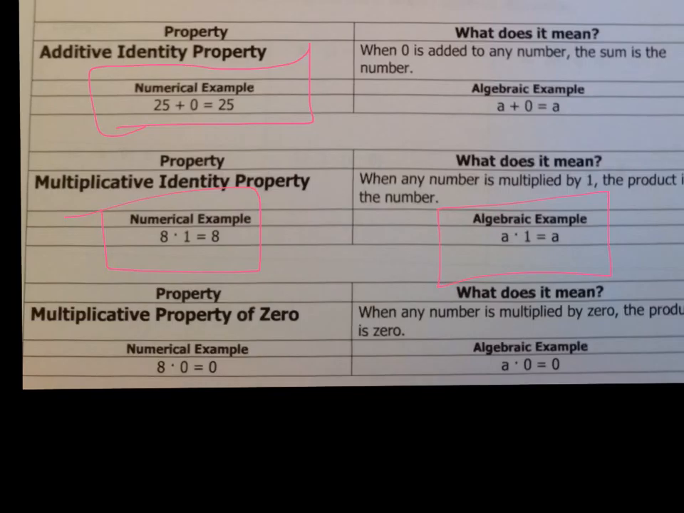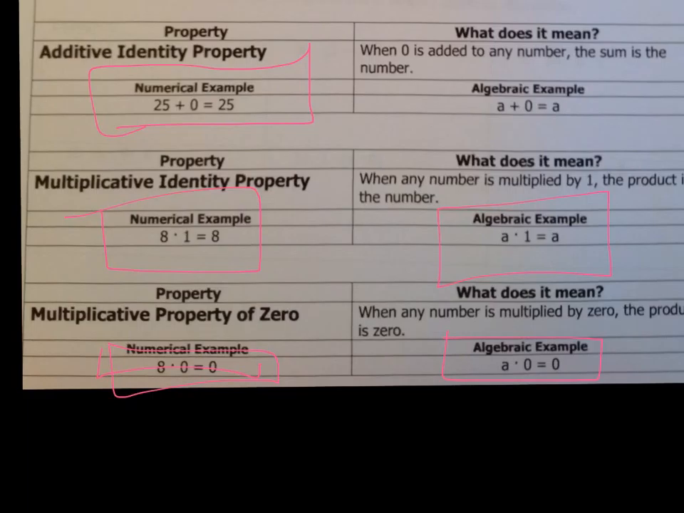And the last one is the multiplicative property of 0. Any number multiplied by 0, the product is 0. You have probably known this since you were in second or even first grade. 8 times 0 equals 0, A times 0 equals 0, and any number times 0 equals 0. 422 times 0 equals 0. Okay, those are your properties.